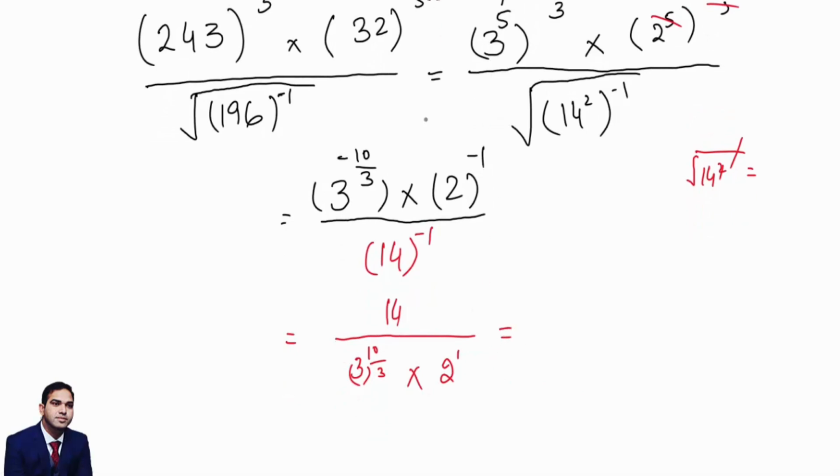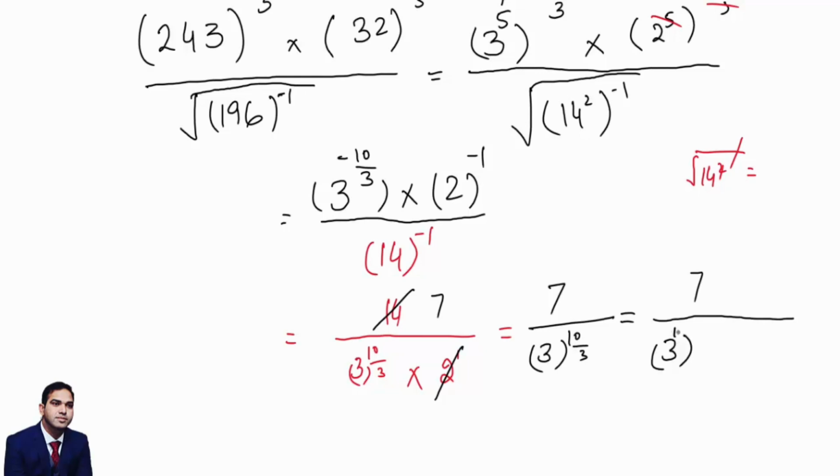Now, what you can do? You can do 2 sevens are 14. Now, you have 7 over 3 to the power 10 over 3. So here what we can do, we have to make a little change, like this: 7 divided by 3 to the power 10, to the power 1 over 3. We can write it in this way.